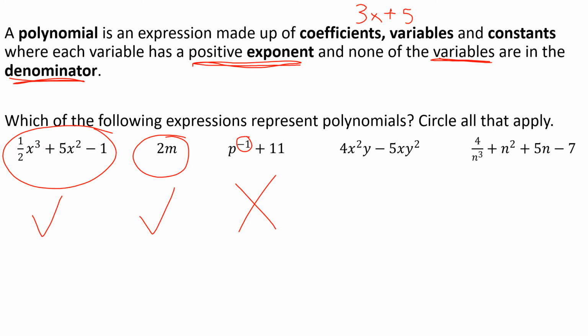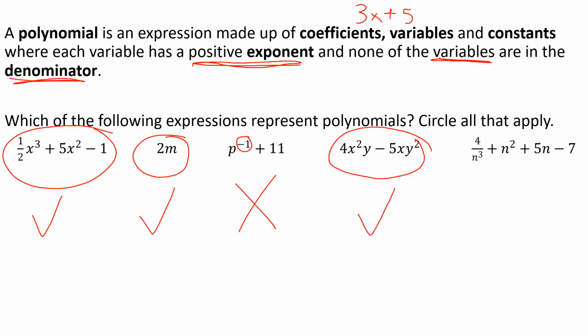How about the fourth one? 4x squared y minus 5xy squared. Now here you're mixing in x's and y's, but check the two requirements. Are all of the exponents positive? Yes. And we don't have any fractions at all, so we don't have to worry about a variable being in the denominator. This one's good.